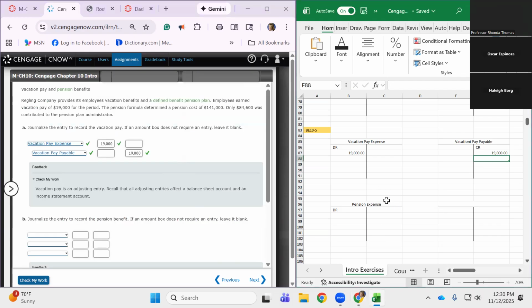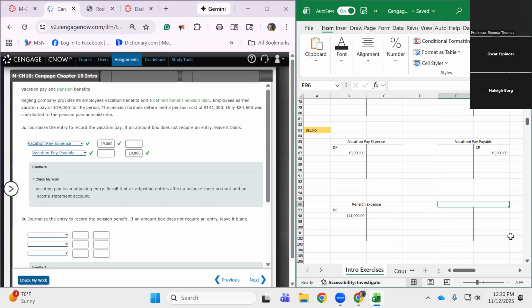$141,000. So the cost of the pension, I'm going to put cost of pension, should be here. So it should be 141,000 is the cost, determined a pension cost of 141,000. So all of that is going in the pension expense.